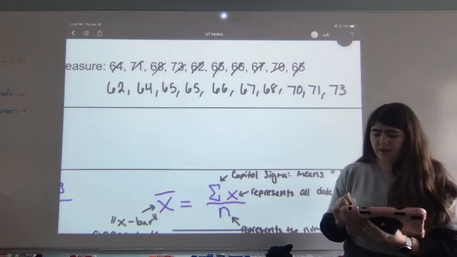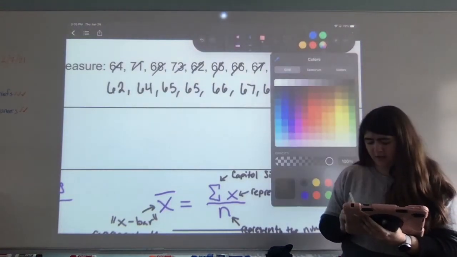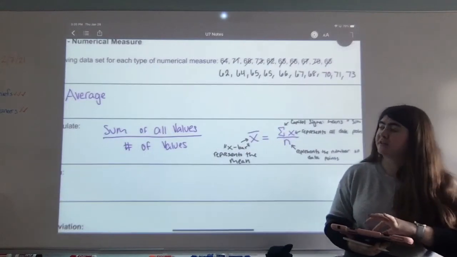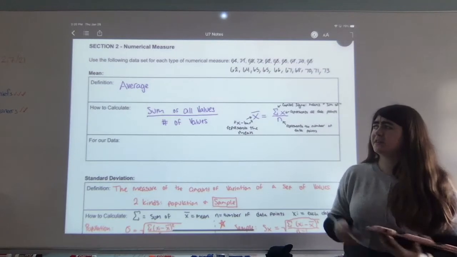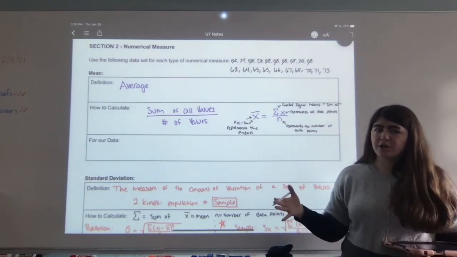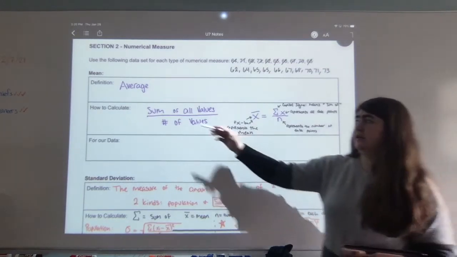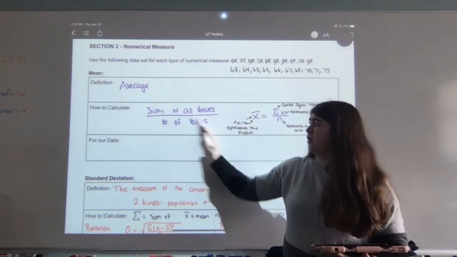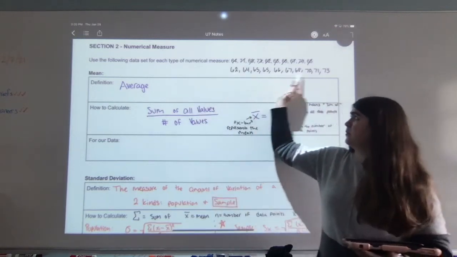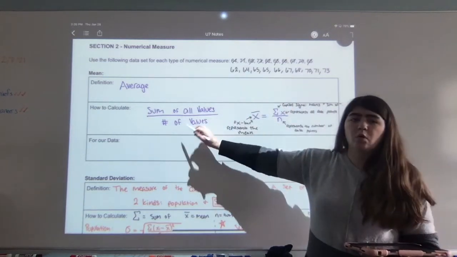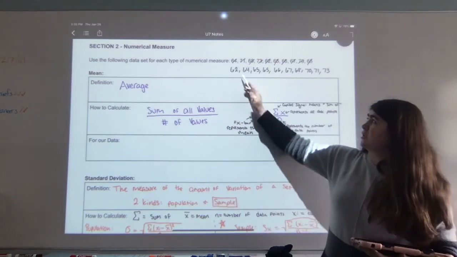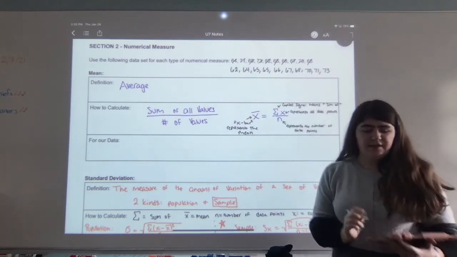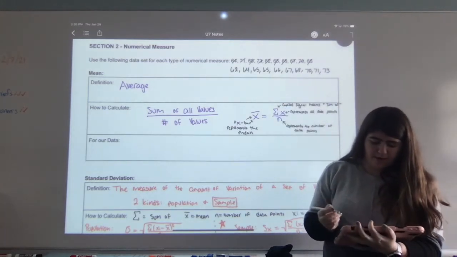All right, so now that we have done that, let's take a look at our numerical measures for statistical data. We're starting with the mean. The mean, by definition, or another way to call it, is the average. We calculate the mean using the sum of all values, so you're adding all our data points together, and dividing by the total number of data points, which in this case is 1, 2, 3, 4, 5, 6, 7, 8, 9, 10. There are 10 data points, and I'm thinking we should write that down.